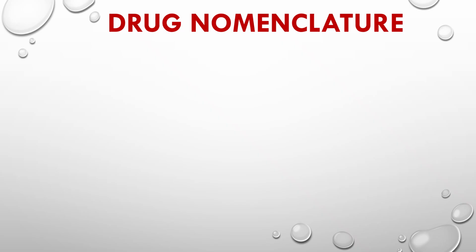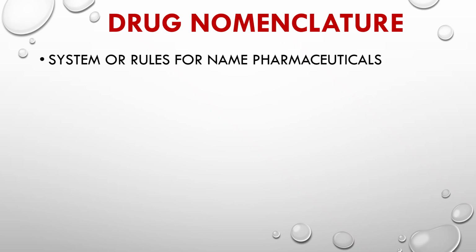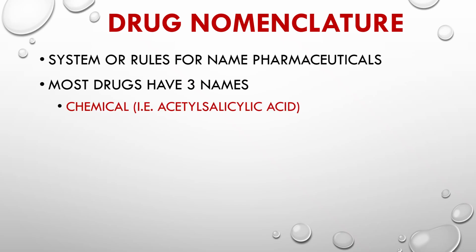So the 3 names that we have for drugs, and this is just the rules that we use for naming these as they're discovered. So the first one is the chemical name, and this is typically the name that you won't be able to pronounce. It has a lot of the chemistry in it. I did pick an easier one, acetyl salicylic acid, just as an example.